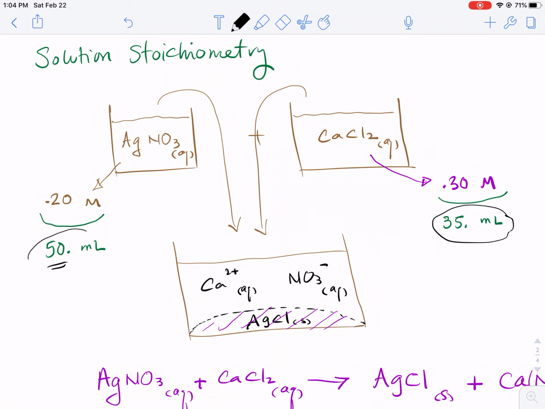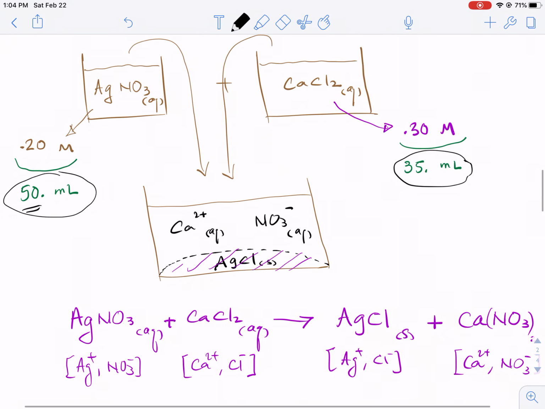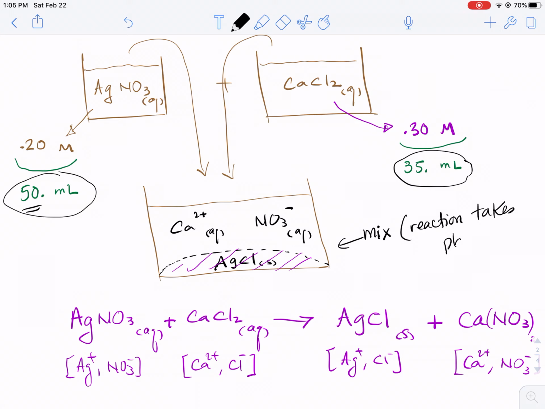So here we have two chemicals in the aqueous state. They're both soluble. And when we mix them together, a reaction takes place, which I've written below the mix container. So if this is my mix container, and a chemical reaction takes place, let's write it here. Reaction takes place. And in this reaction, you should know these reactions. This is a double replacement reaction. We also call it double displacement.